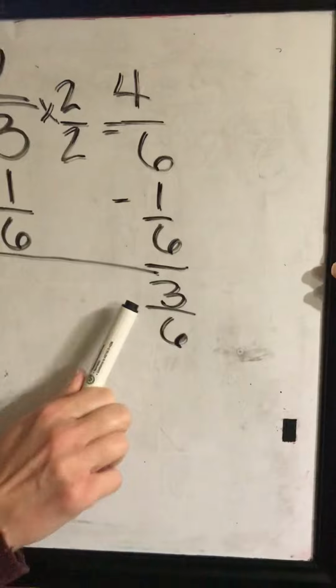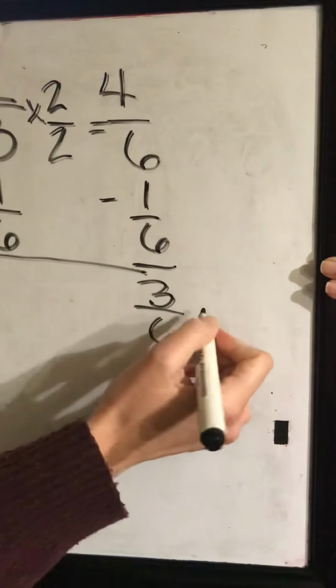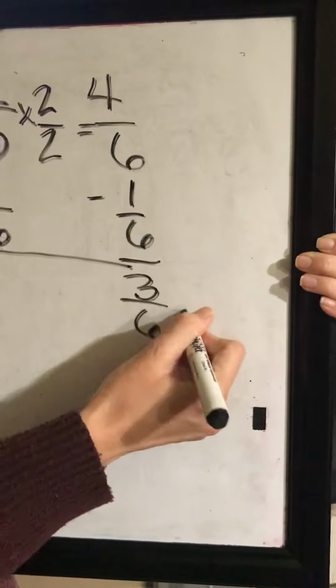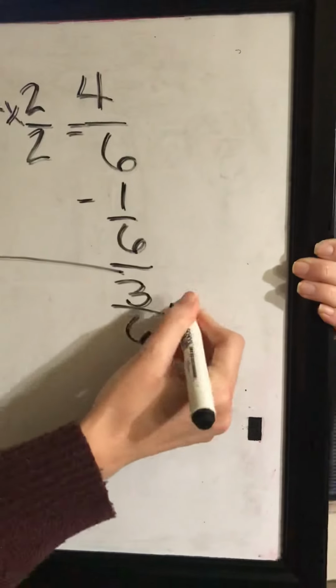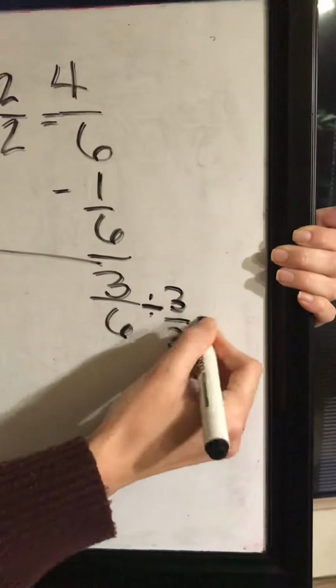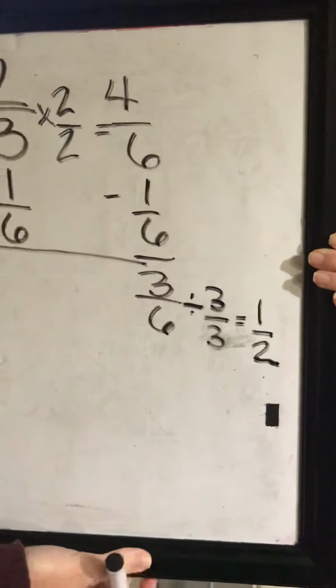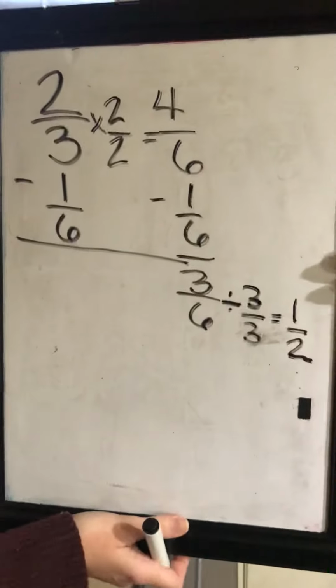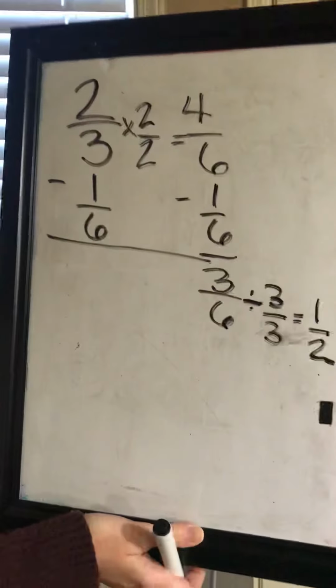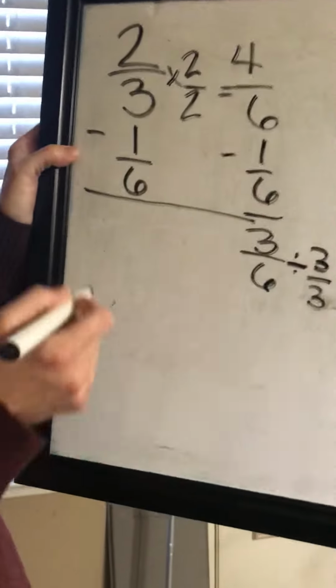So I'm going to be eating 3/6 of the snacks, or I can simplify this by dividing by a common factor. So if I divide by 3/3, I get a half. So some of you may have noticed that without doing the division, 3/6 is the same thing as a half. Now, there's one other type that we're going to do real quick.